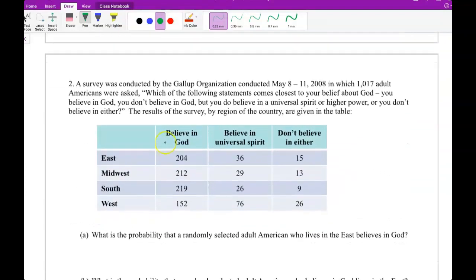Now example number 2, a survey was conducted. Here we have 1,017 adult Americans who were asked, which of the following statements comes closest to your belief about God? You believe in God, you don't believe in God but you do believe in a universal spirit or higher power, or you do not believe in either. So we have all these three, and these are data based on what we have here in the left column: East, Midwest, South, and West. So the results of the survey by region of the country.